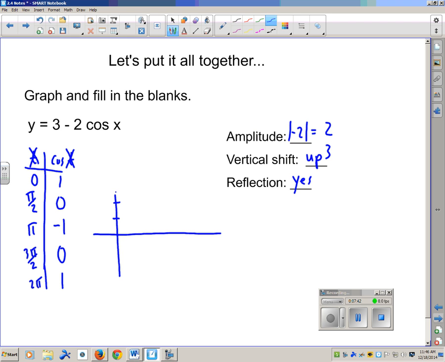So 1, 2, 3, 4. I'll put a bunch of numbers in here. Alright, so this is at pi over 2, pi, 3 pi over 2, and 2 pi. If you want, you could graph that out first. You could multiply it by -2 and then add 3. So if you were to do your math out here, you'd do your multiplication first, and then you'd add 3. So multiply and then add.